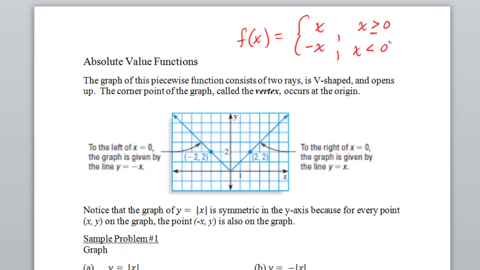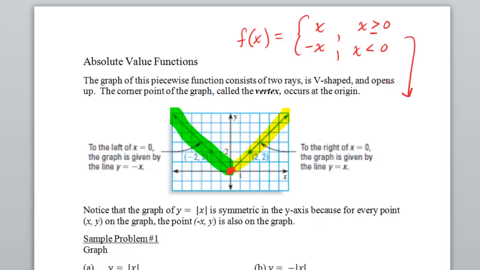And so that would create this situation here where we have part of the diagonal going up that way, and then we have the other diagonal coming this way. And so that would create those two lines meeting at a point of 0, 0, which we're going to call our vertex. And so that point where they meet is going to be the lowest point on the graph, what we call a minimum or a vertex in this case. And so that's really, absolute value is really a piecewise graph.